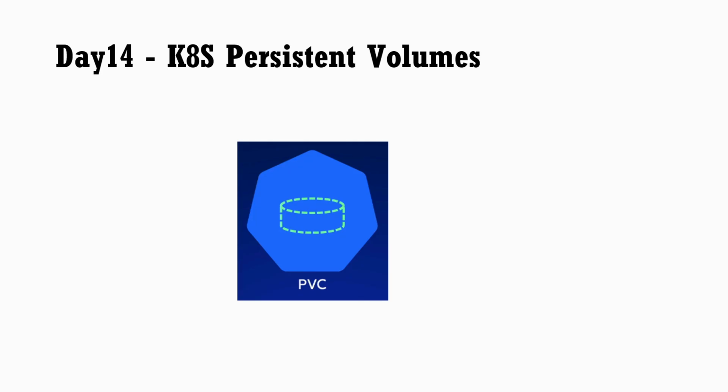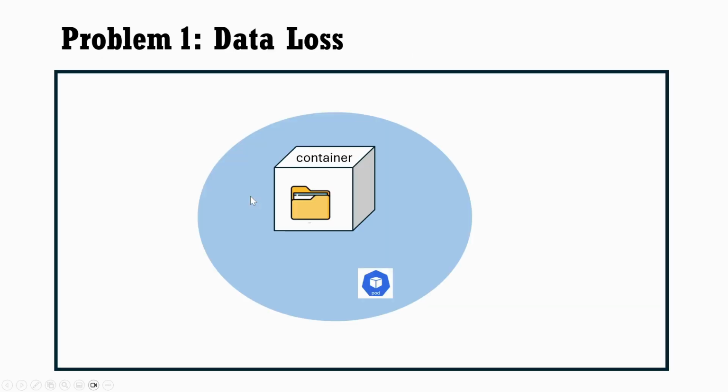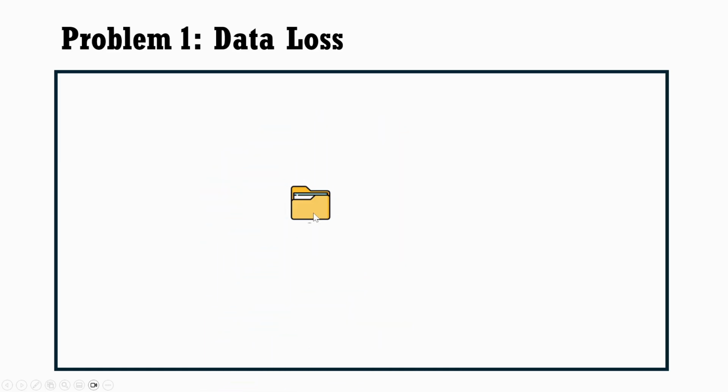That means if a pod gets deleted, restarted or recreated, everything stored inside that pod is gone. And this creates two major problems. Problem 1, data loss. If your application stores data inside the container and the pod restarts, boom, the data disappears. So anytime the pod is deleted or restarted, the data is lost. This is a big issue for applications like databases, logs, uploads and user files.